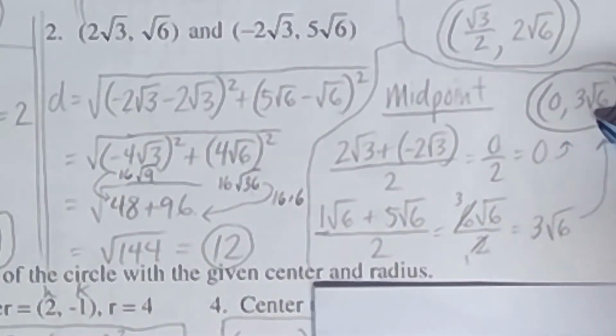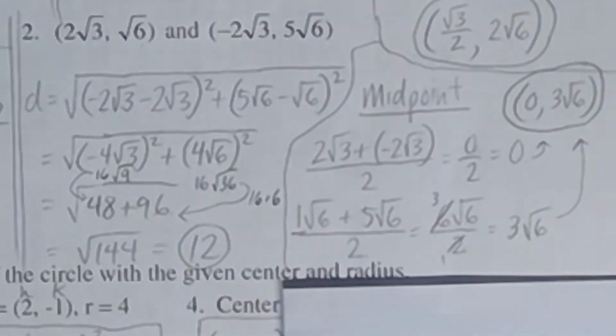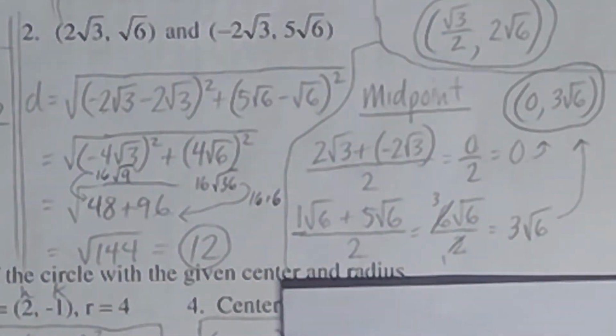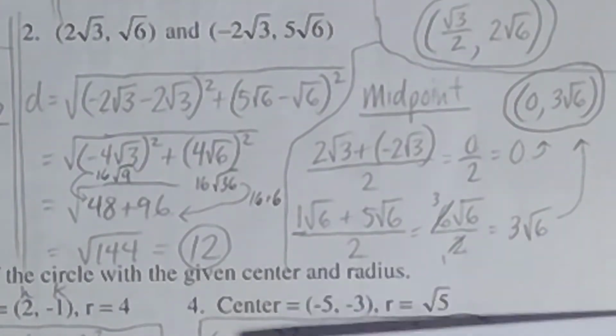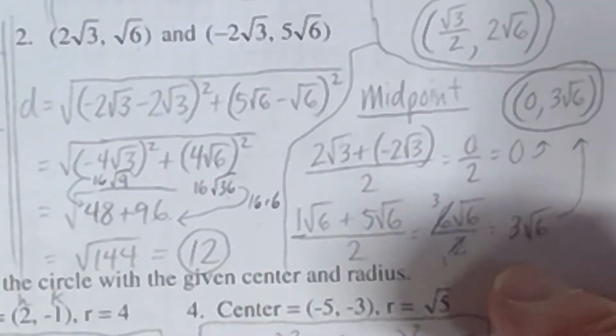So putting those two answers together, we get 0, 3 rad 6. That's your final answer for the midpoint. Okay, so that's distance and midpoint. Now what we need to talk about, as I go back to a nice clean sheet of paper here, is circles.